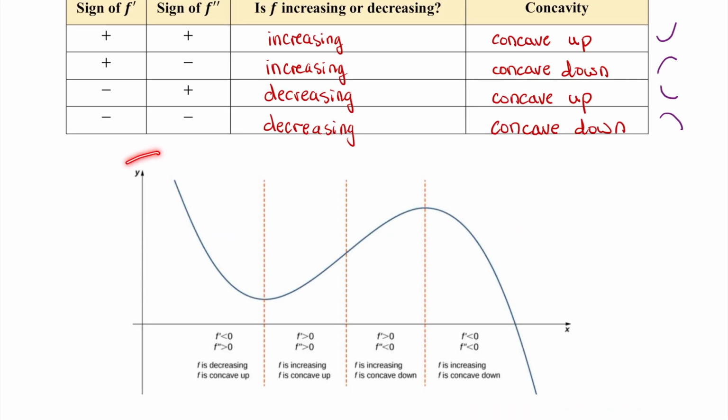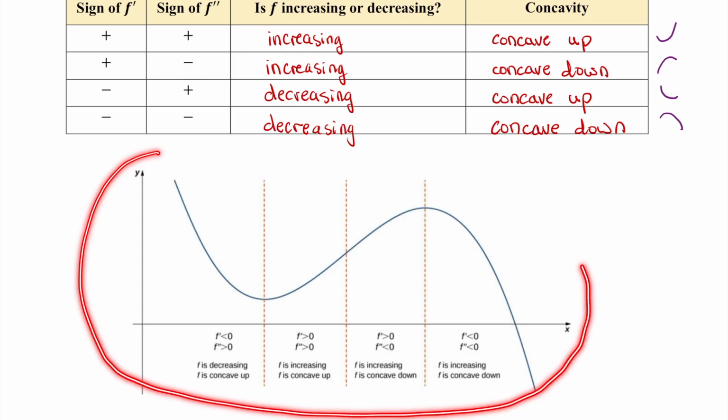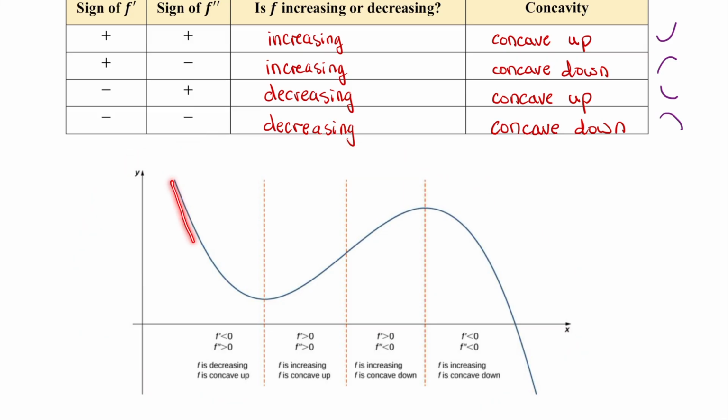Now, let's look at this graph to see how all of this appears visually. As we move from left to right, notice how behavior changes in different regions. Each region is separated by these vertical dashed lines. The first region, the function is decreasing and opens upward. So f prime is negative and f double prime is positive.